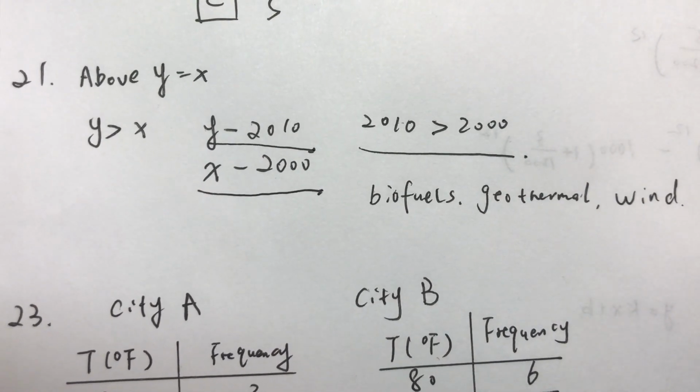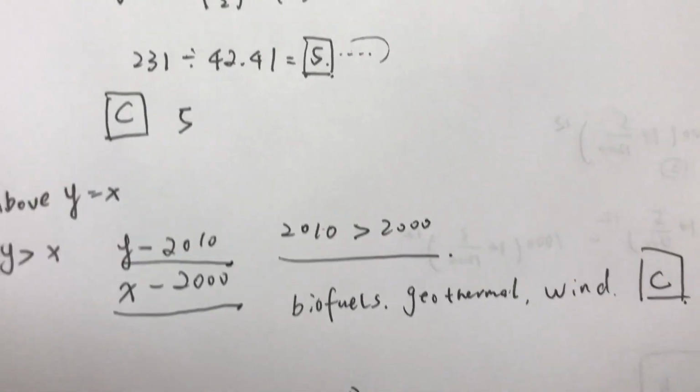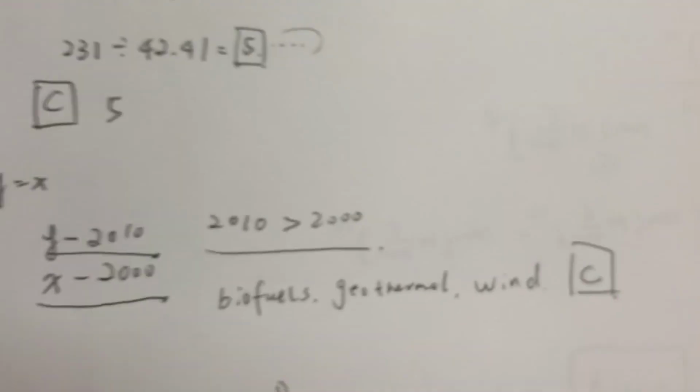So after 21, we move to question 22. The question is, of the following, which best approximates the percent decrease in consumption of wood power in the United States from 2000 to 2010? In this question, we just focus on the wood.